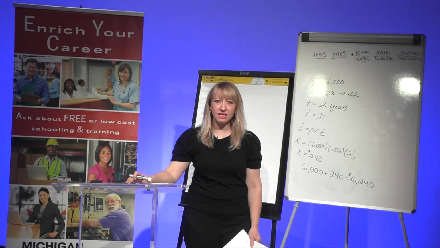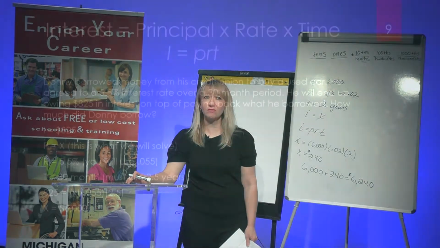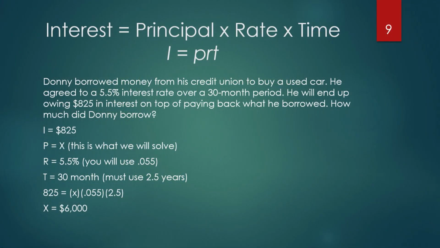And our next slide is just another example. So we have interest equals principal times rate times time. Donnie borrowed money from his credit union to buy a used car. He agreed to a 5.5% interest rate over a 30-month period. He will end up owing $825 in interest on top of paying back what he borrowed. So again, he's borrowing money. He's going to owe that money back plus interest. So how much did Donnie borrow?